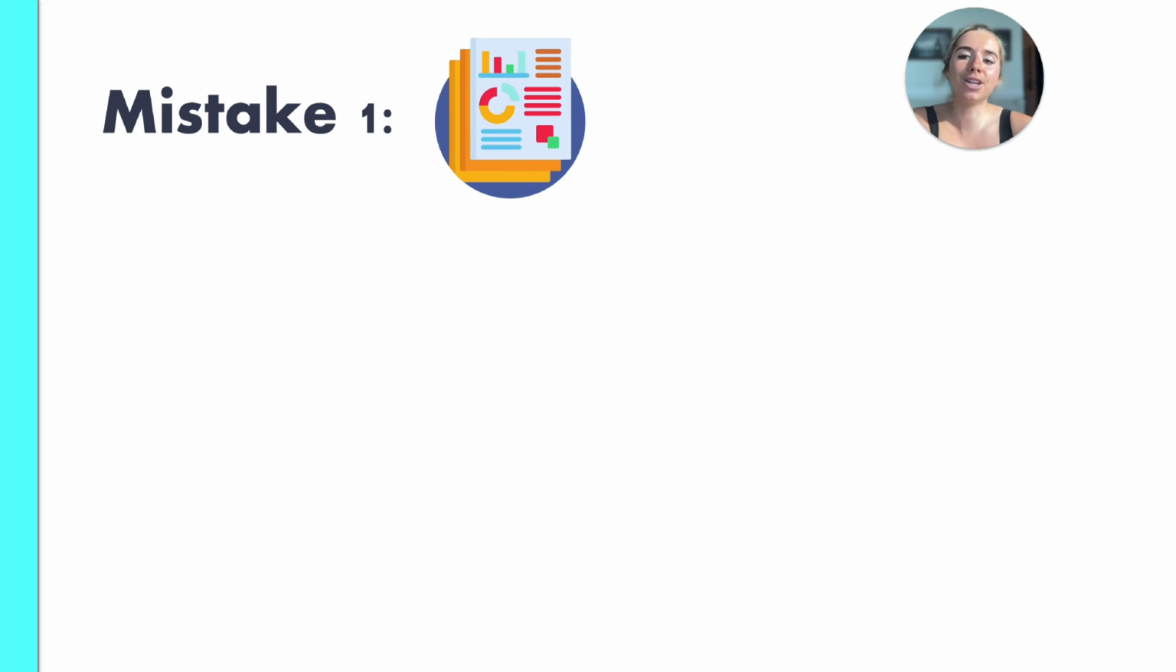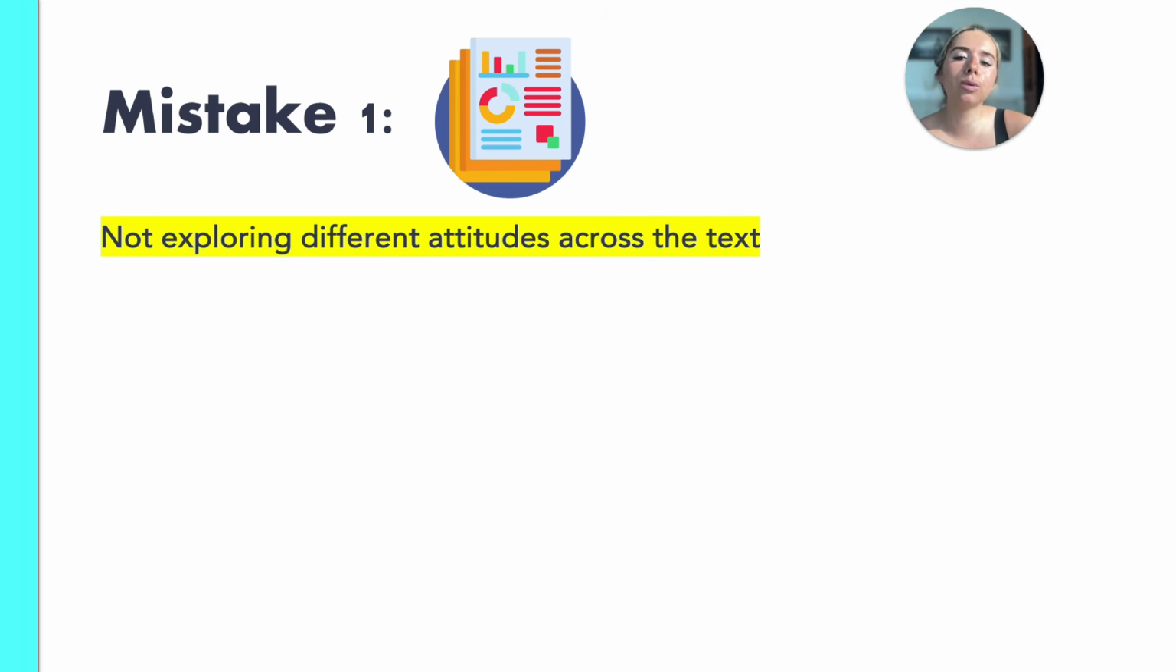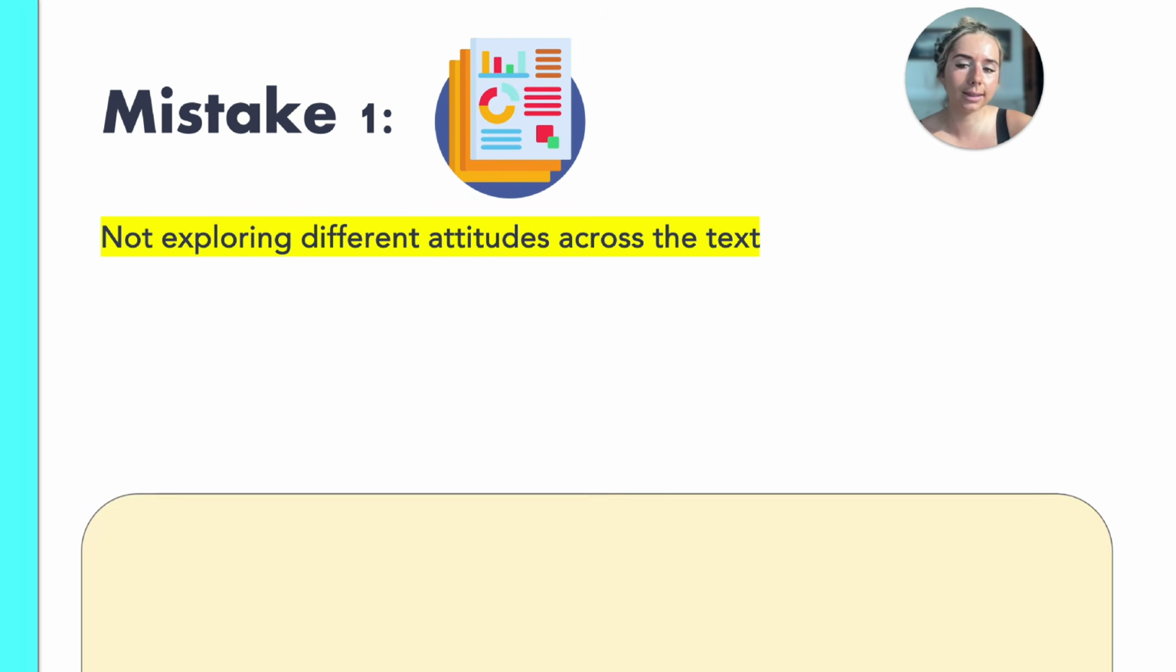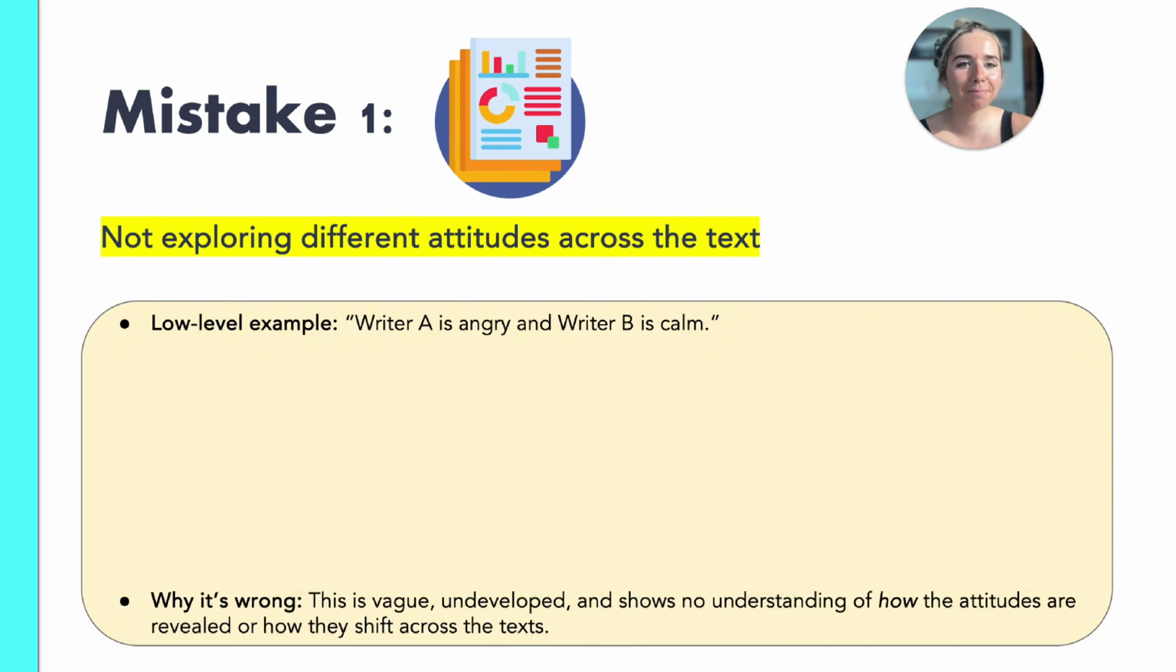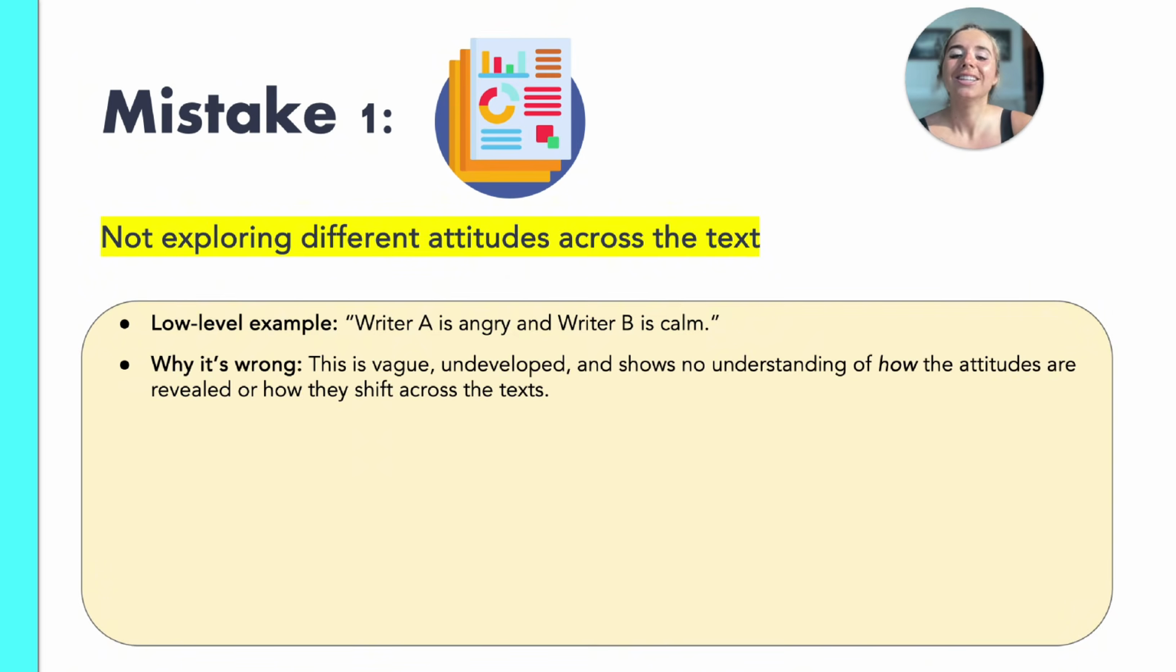Okay, mistake number 1 is not exploring different attitudes across the text. So what this looks like is a low-level example: Writer A is angry and writer B is calm. I wonder why this is wrong. This is vague, it's undeveloped, and shows no understanding of how the attitudes are revealed or how they shift across the text. When I say how, I mean how have they done that?